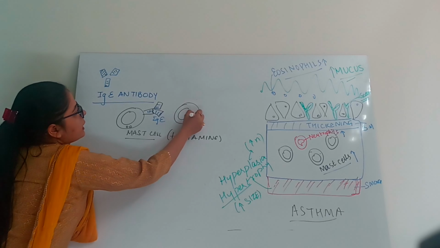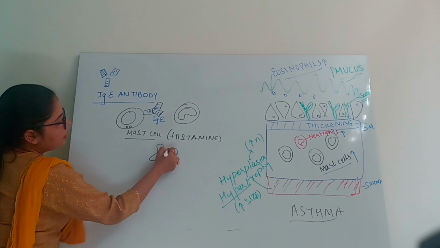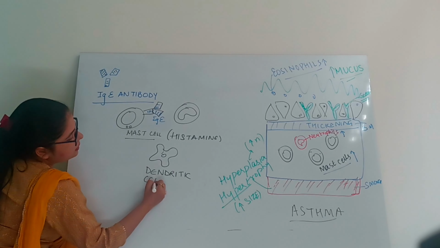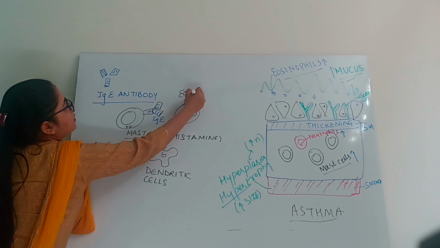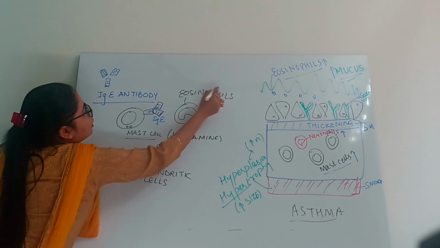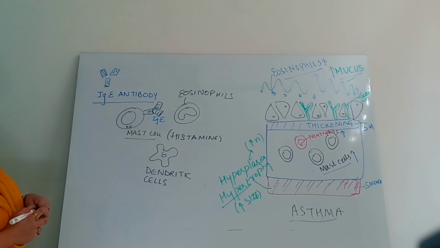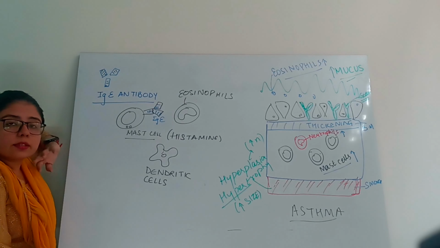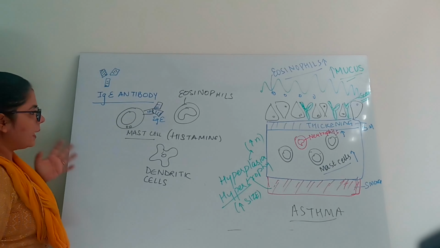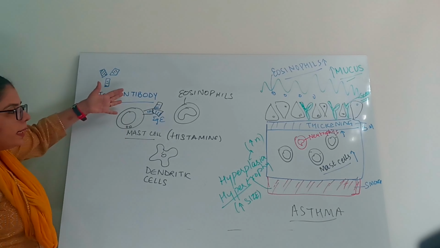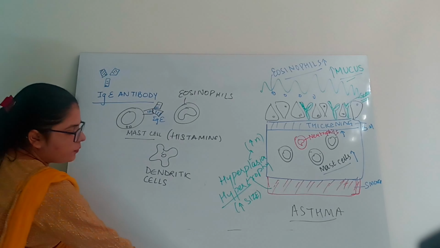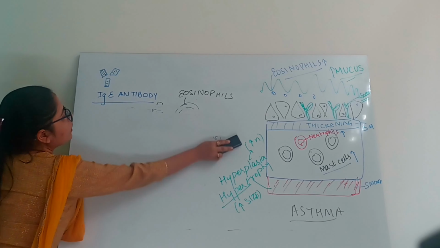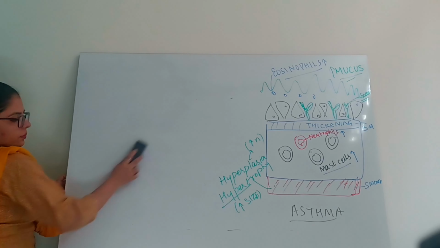We'll also be learning about the eosinophils, the dendritic cells, the interleukins, and the cytokines. We'll also be discussing the binding and all. So I've named a few of the cells which will have a role to play in the pathophysiology of asthma. So I'm just rubbing this off.